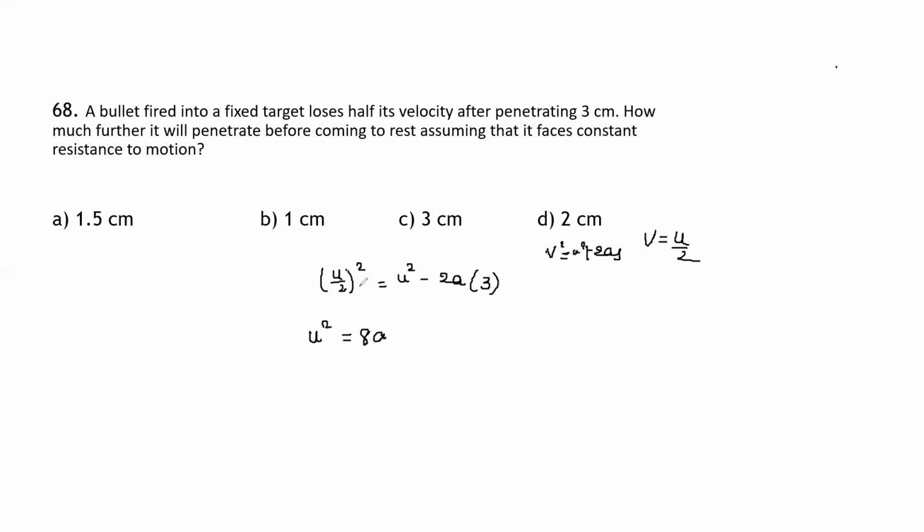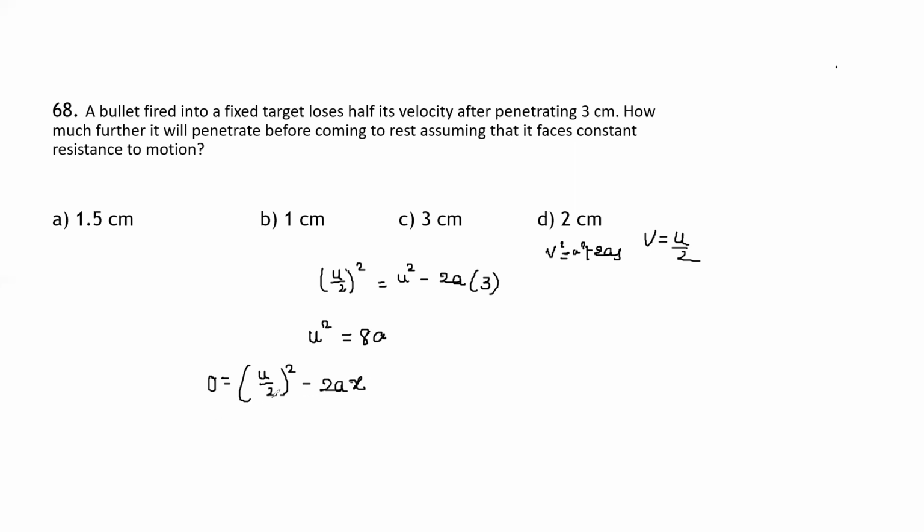So here you can simplify this, students. It becomes u square by 4. Then you can take u square terms to one side and simplify. U square is equal to 8a. So this is for the first part of penetration. Then for the later part of the penetration, we can use the same formula, but now the final velocity is 0. That is 0 is equal to u by 2 whole square minus 2 into a into x. So this x value we need to calculate.